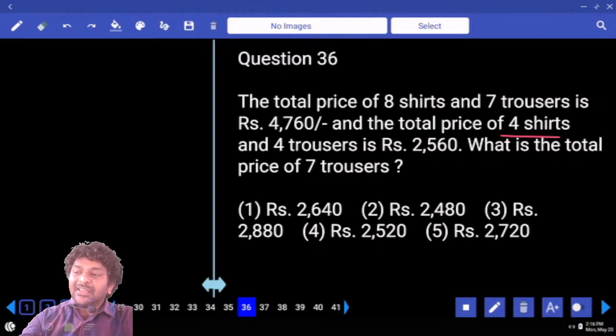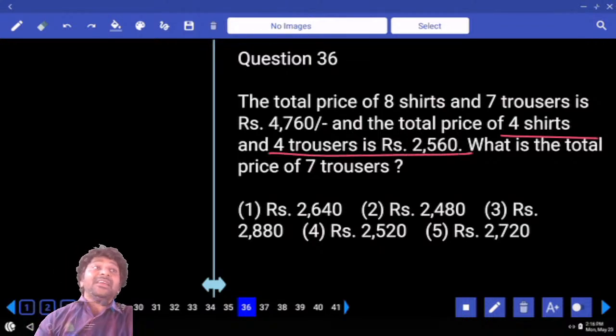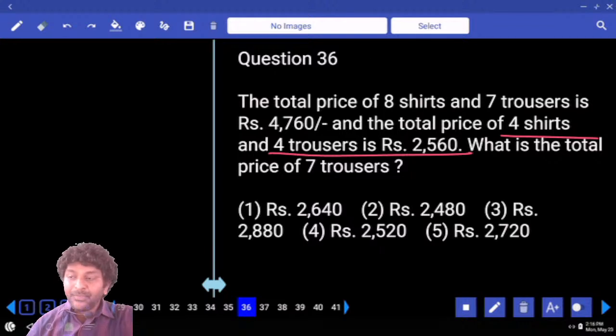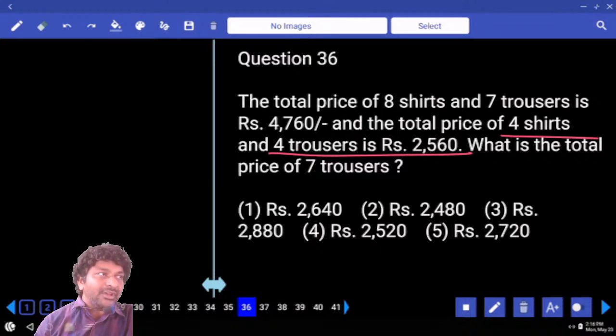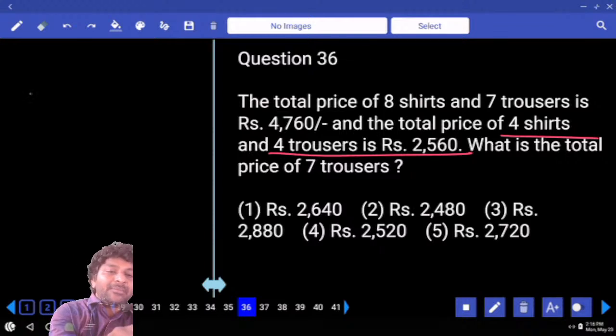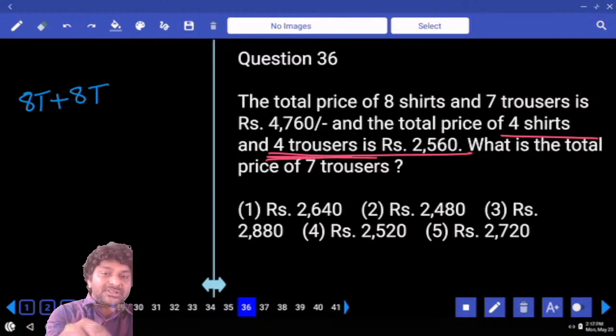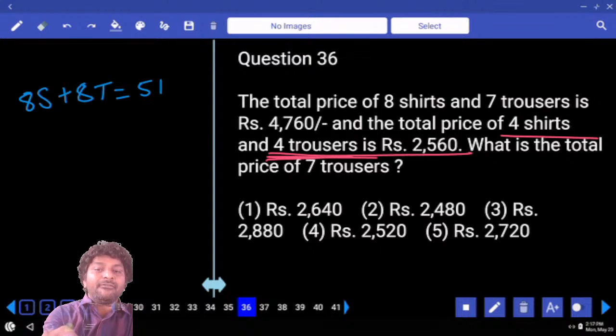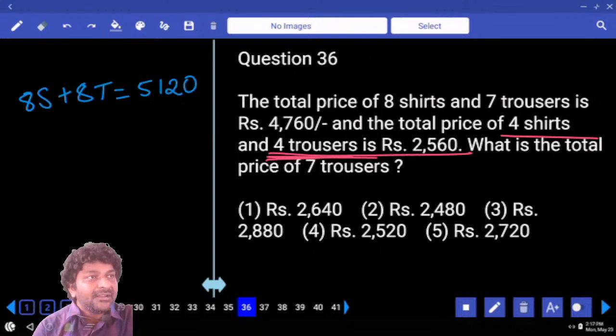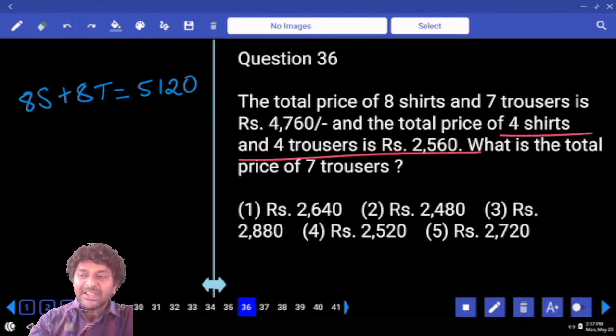Now, using the other information, let's see whether we can get 8 shirts price or not. In other information, how many shirts are there? But how many shirts we need? So if you multiply that with 2, you get 8 shirts. Right. Now let me multiply that. 8 shirts and then 4 trousers are also there. That means into 2, 8 shirts and 8 trousers. Value is 5120. Clear? I just take 2 times of the second equation.